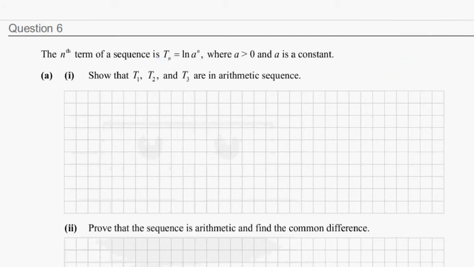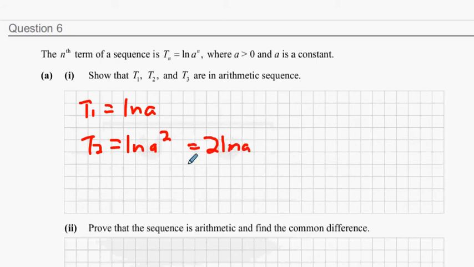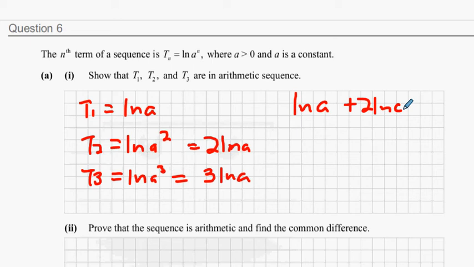Right? So T1 equals ln A. T2 equals ln A squared, which is 2 ln A. T3 equals ln A cubed, which is 3 ln A. We have ln A plus 2 ln A plus 3 ln A. So A equals ln A, starting point.